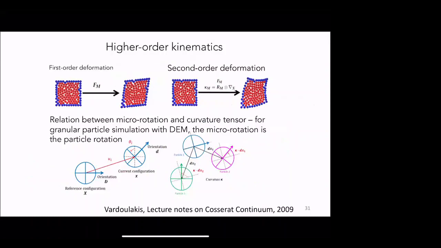Okay, so this is a second order deformation. In the first order, this is what we get. In the second order, we get this, but we also get the curvature term. Okay, the curvature term is not related to the particle rotations, but the relative rotations of the two particles. You can see here, this is one orientation, this is one orientation, this is our original configuration. As we deform the material, not only do the relative positions of these particles change, but their orientations could also change. And that gives us the curvature term.